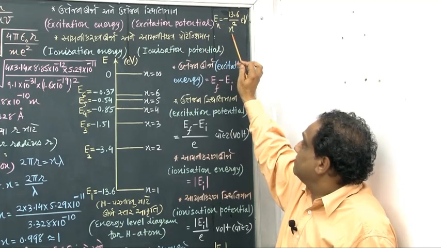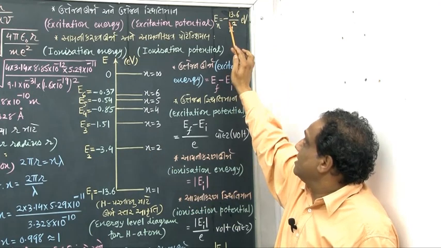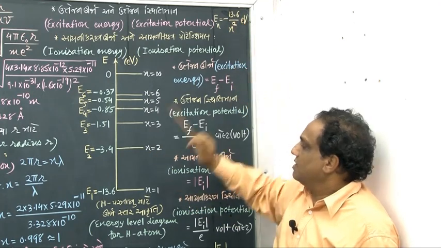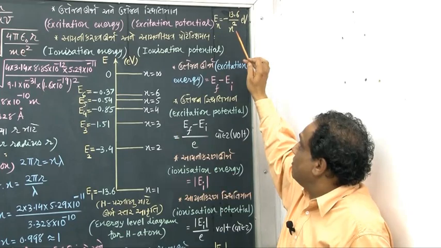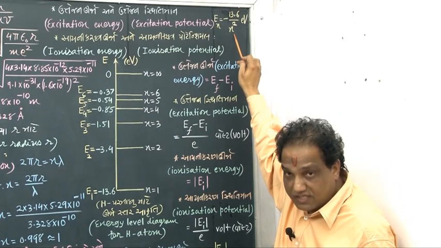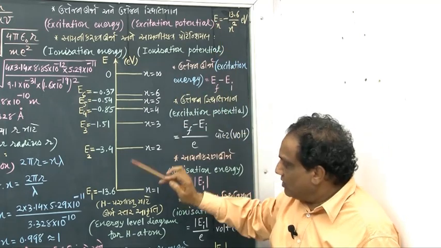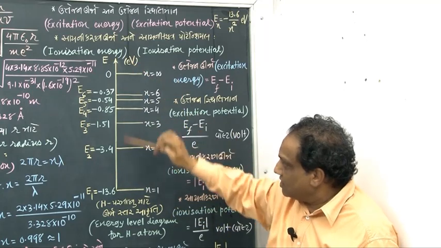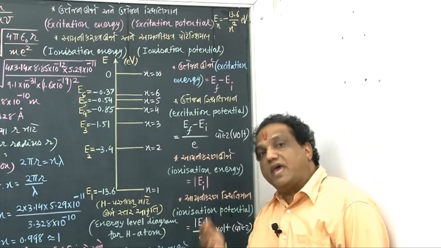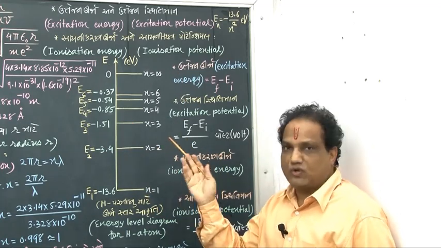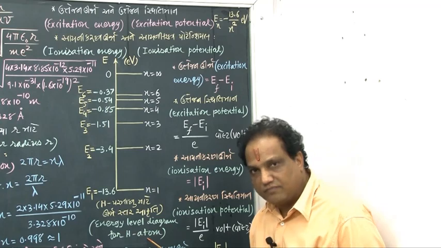Put n equal to 2 here: 2 square is 4, minus 13.6 upon 4, it is minus 3.4 electron volt. So what I mean to say, in this formula you may go on putting values of n: 1, 2, 3, 4, and so on up to infinity. Corresponding values of total energy of the electron you can find out from this formula, and those energy values if you show on the vertical y-axis, then the diagram prepared so is called the energy level diagram. Last time also I had plotted the same diagram. So, here I am writing the energy level diagram for the hydrogen atom, correct?